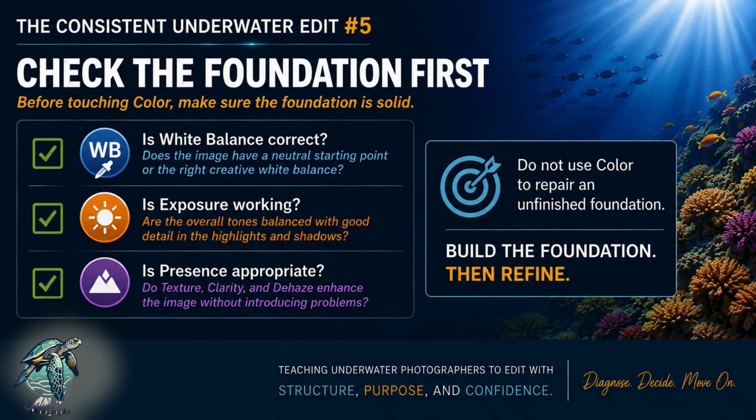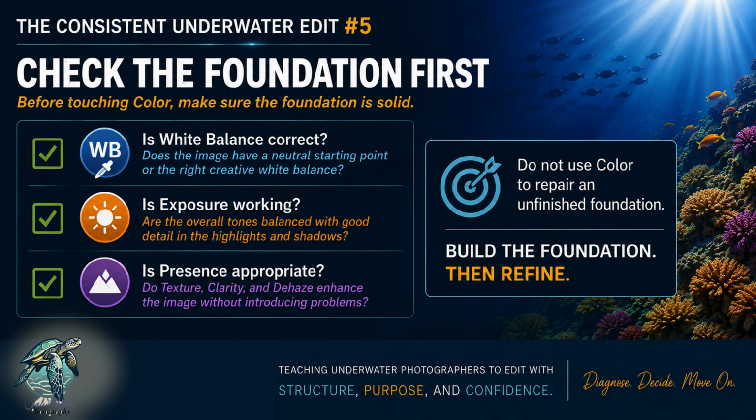Before I make any color adjustment, I check the foundation first. First, is white balance correct? Are the colors believable and is the image starting from the right color foundation? Second, is exposure working? I want the overall tones balanced with useful detail in the highlights and shadows. Third, is presence appropriate? Texture, clarity, and dehaze should support the photograph, not create new problems.